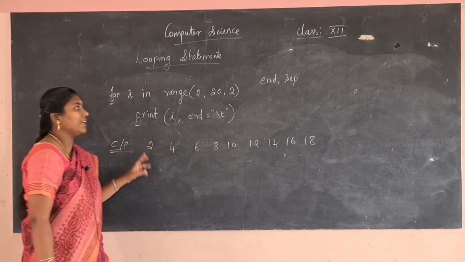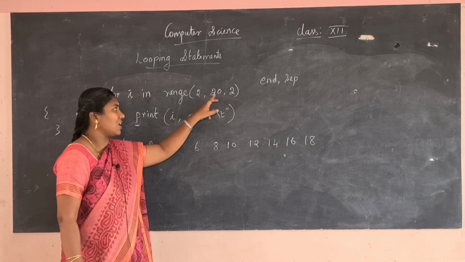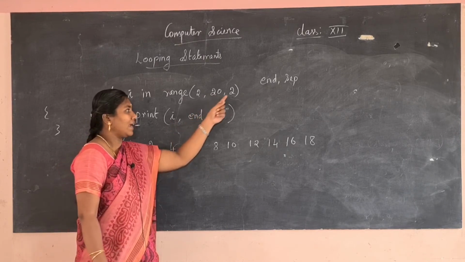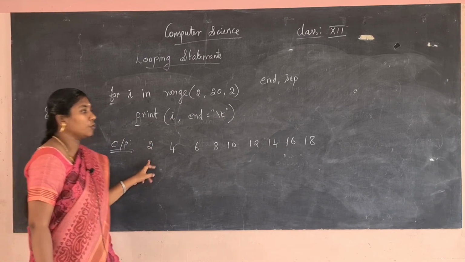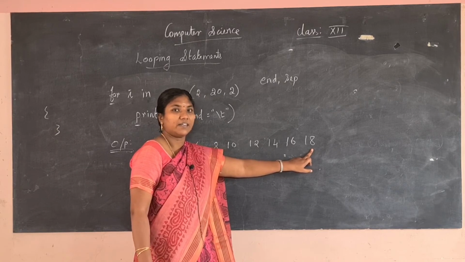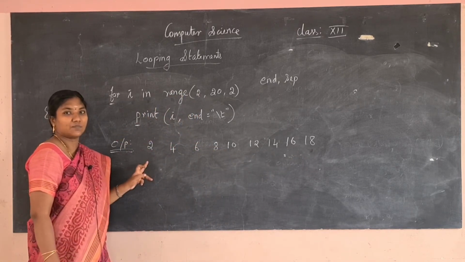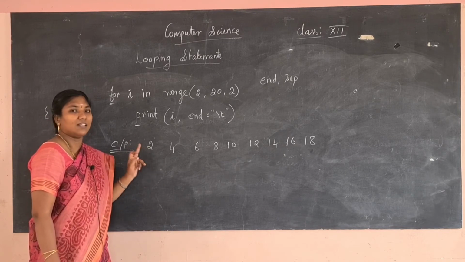So you must be very careful about it. The start value starts with whichever value we have given, and the stop value stops at stop minus 1, and then the increment value goes on. So the output for this program will be from 2 to 18; 20 will not be included. Correct? In the same program I have not used the else block, as the else block is optional. If you want you can use the else block, otherwise you need not.